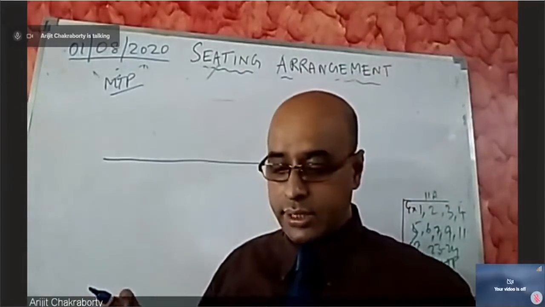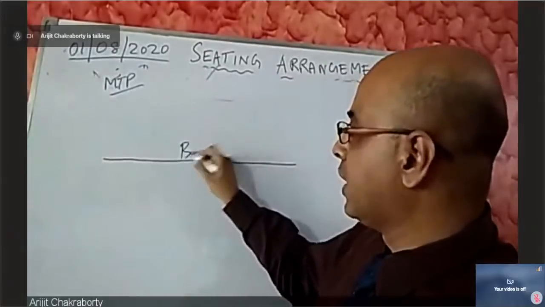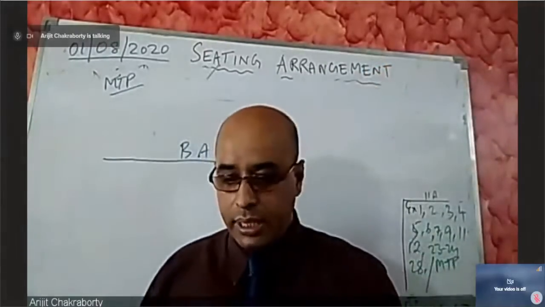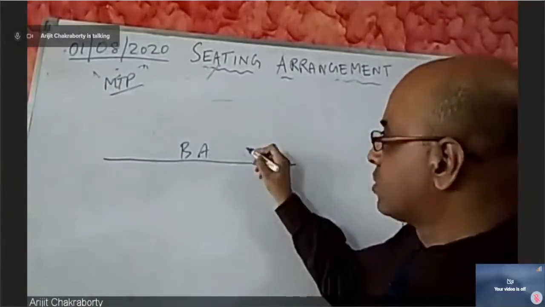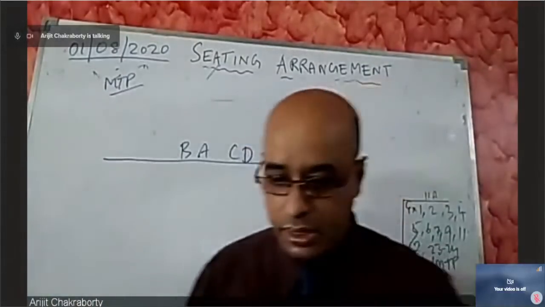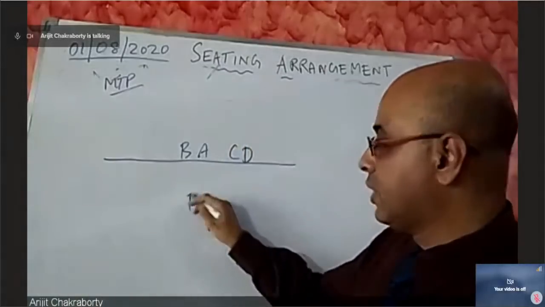A is sitting next to B. So I'll put B and A together. C is sitting left of D. So if D is here, C is here. D is not sitting with E. Fine. So D and E, there is a gap.